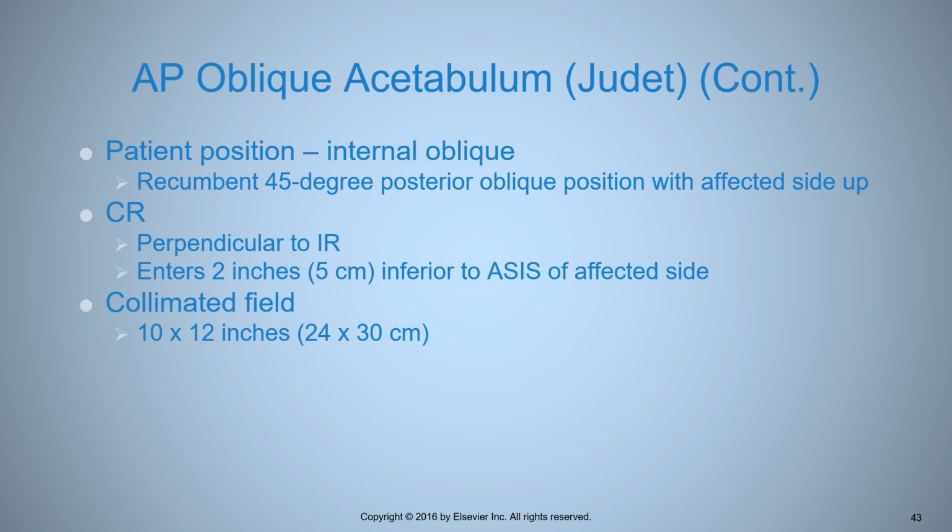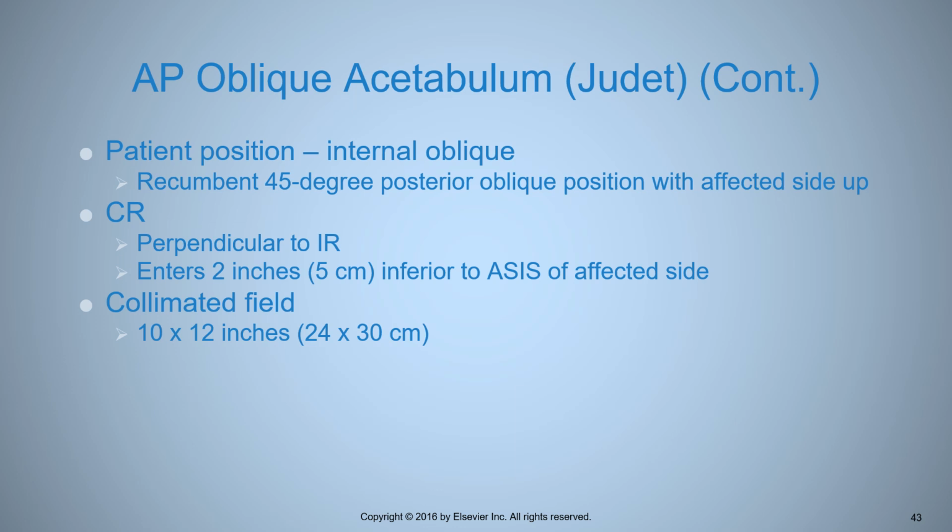They absolutely are. So that's why you have to learn Judet views means 45-degree posterior obliques of the pelvis, because it's too simple to tell you AP oblique, RPO, LPO. It's too simple to say that. We can't generate a quiz question if we do that.